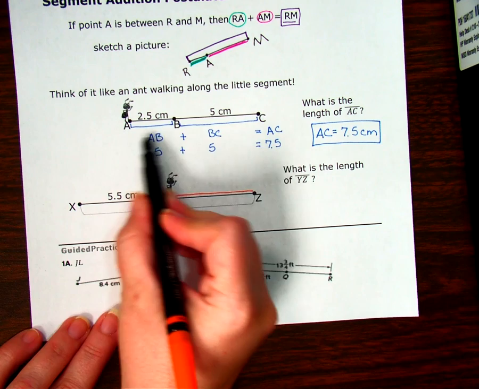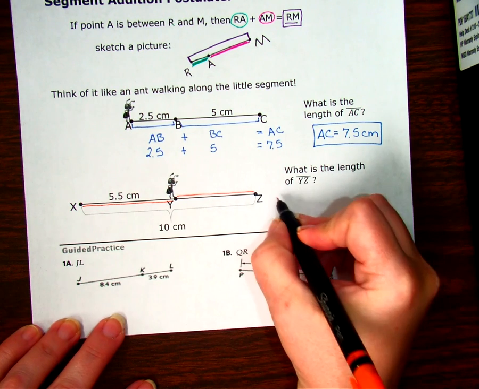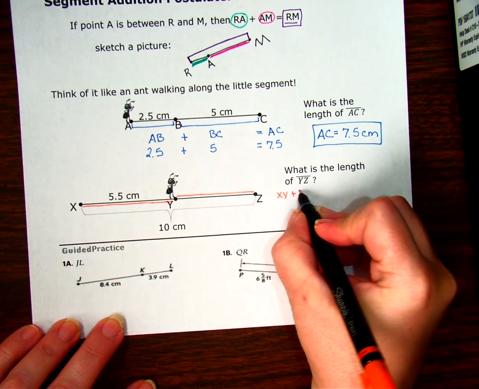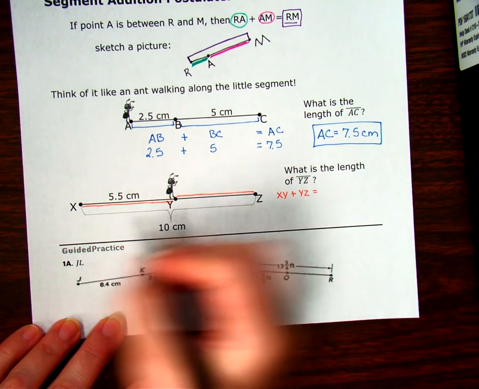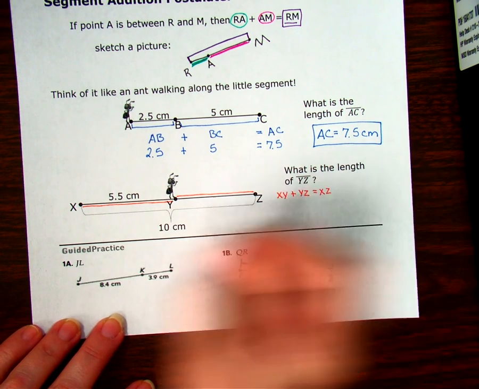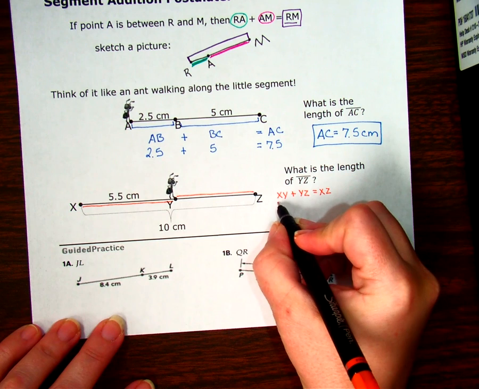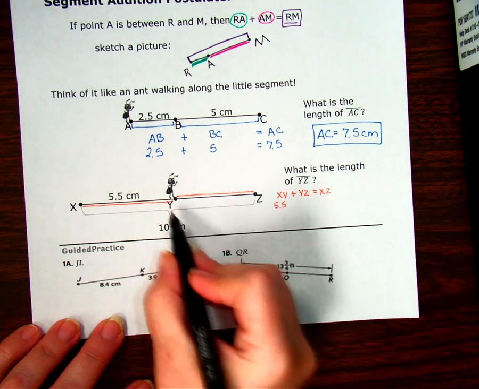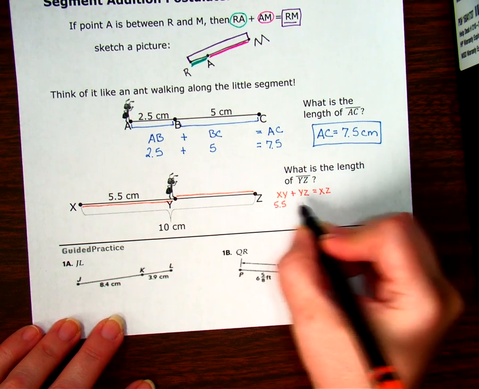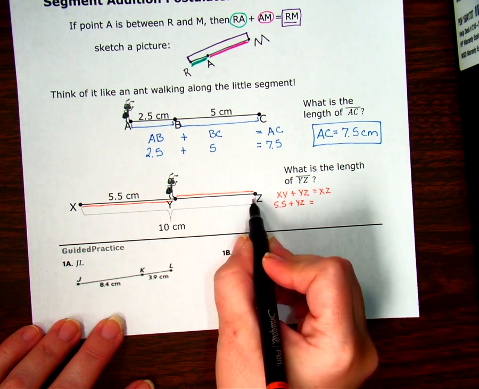I know from before, if I take the first piece, my XY, plus my second piece, my YZ, it's going to equal the whole thing, XZ. Now let's see, XY, we've already walked 5.5 centimeters. YZ, that's what I'm trying to find out. What is the length of that little segment just from Y to Z? XZ, I can see in my picture, is 10 centimeters.